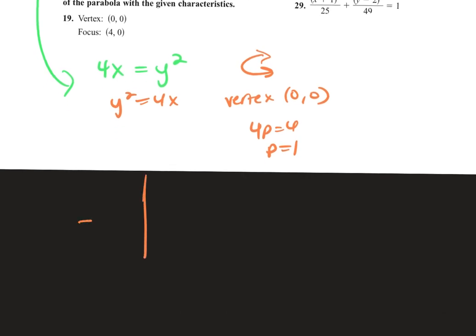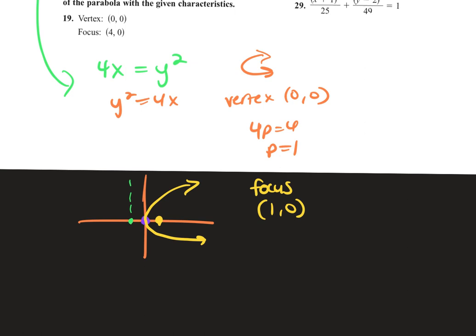So then on the graph, you'd have a vertex at 0, 0. You'd go to the right one to get the focus. So the focus would be at 1, 0. Your branches or scoop will go around it, and then you'd go to the left one to get your directrix. So your directrix is a vertical line, which is x equals, and it'd be -1.